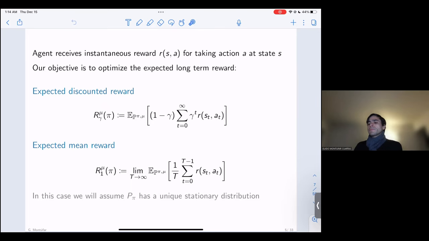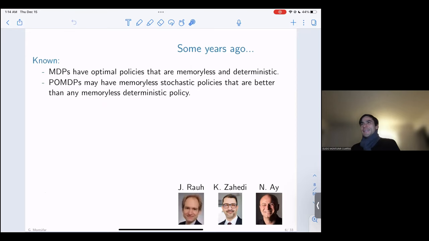Okay, so what is the motivation here? A couple of years ago, we were looking at this situation. It was known for a while that in Markov decision processes, where the agents observe the state entirely, there are optimal policies that are memoryless and deterministic. So if you look at these objective functions that I presented in the last slide, you can optimize them by using policies that only care about the current observation, the current state, and that are always the same at every time point. So they don't depend on time, and they don't need to take the history of past observations into consideration.